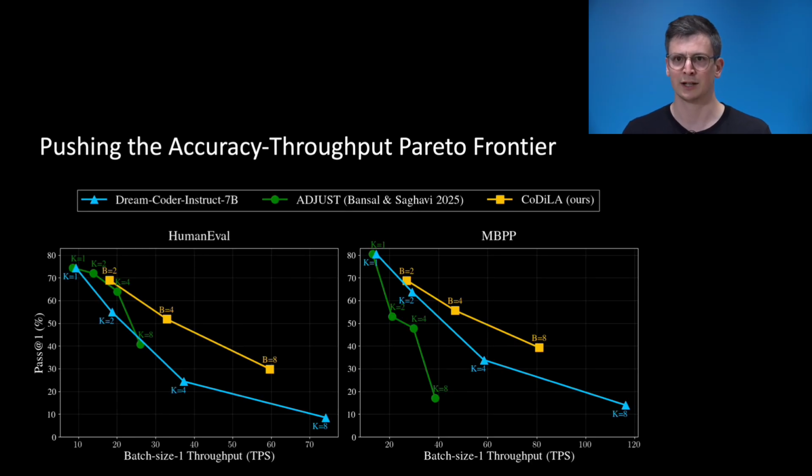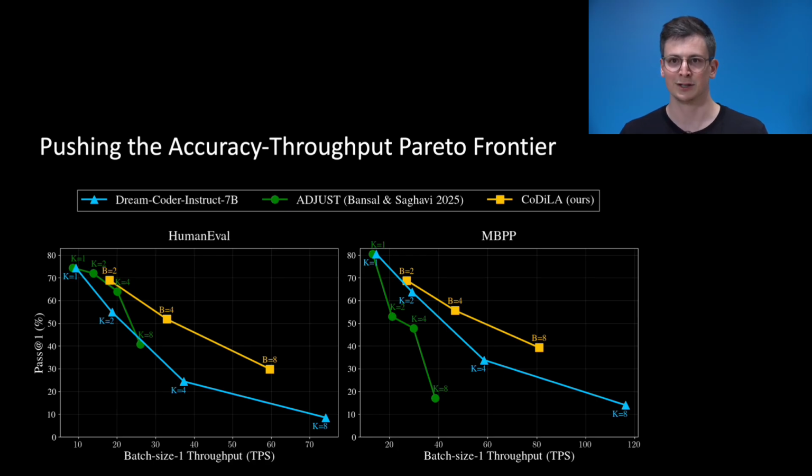We empirically validate CODILA on code generation, comparing pass-at-1 accuracy against batch size 1 throughput. In blue, you can see the standard Dream-Coder-Instruct 7B. It can improve throughput by sampling multiple tokens per iteration, but at a notable drop in accuracy. On the other hand, CODILA in yellow samples an entire contiguous block per iteration, which lifts the accuracy during parallel sampling. The computational overhead of the small AR model is minimal and fully amortizes at larger batch sizes.